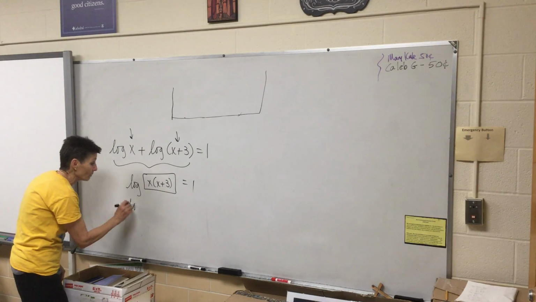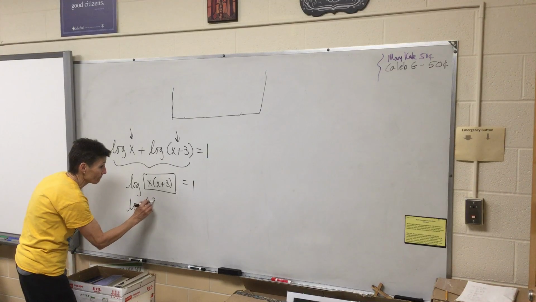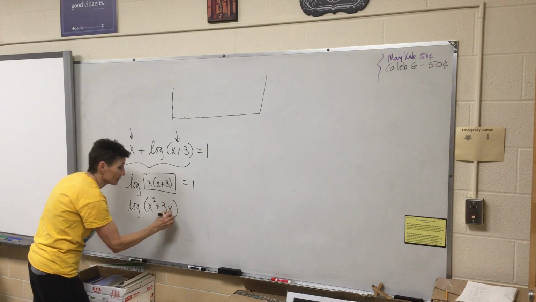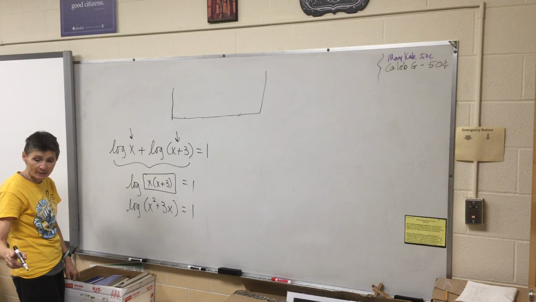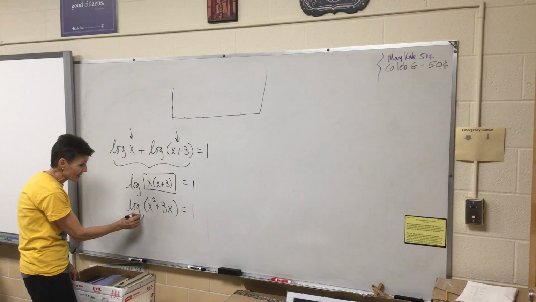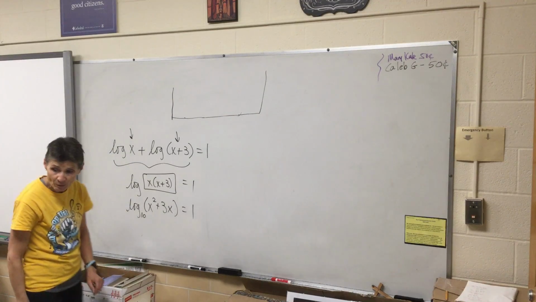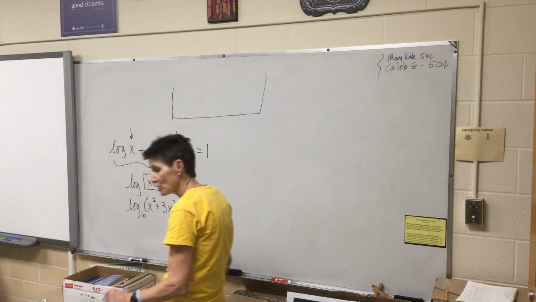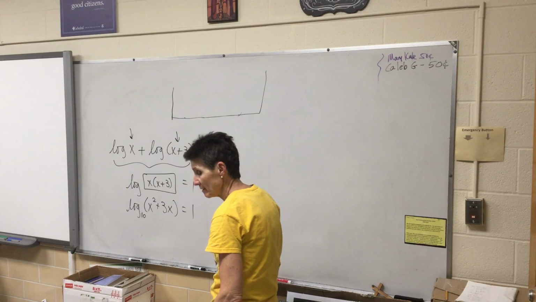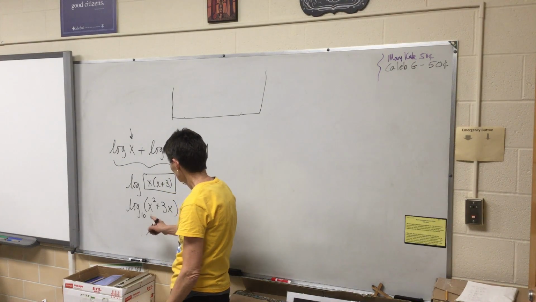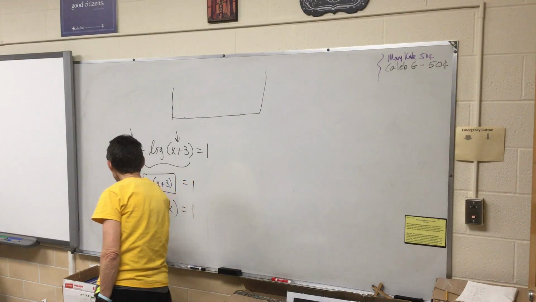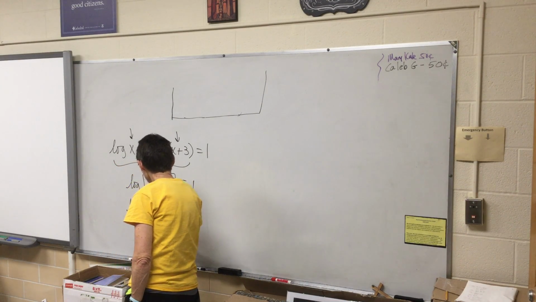So we've got log 10 of x squared plus 3x equals 1. That's exactly right. Mary Kate snuck in something there on you. She said log base 10. I hope everybody recognizes that log means base 10. And then it'd be like 10 to the first power. Yep.